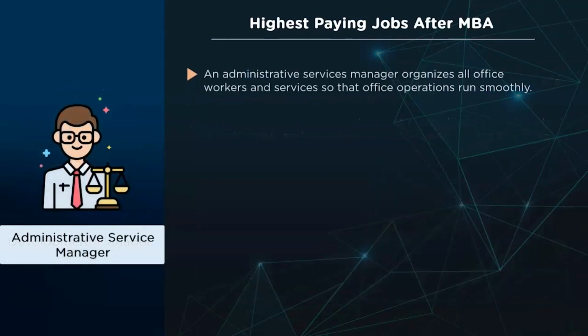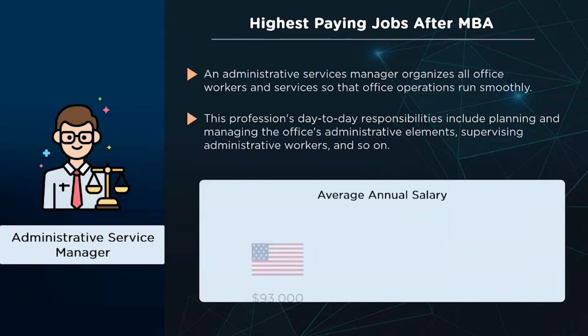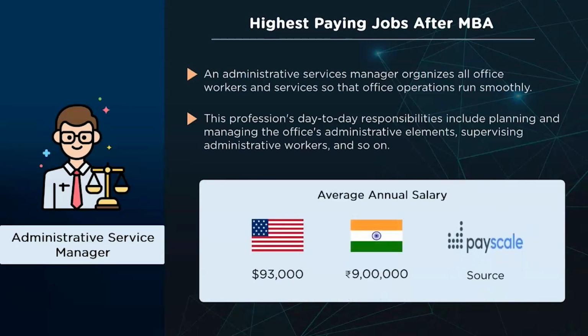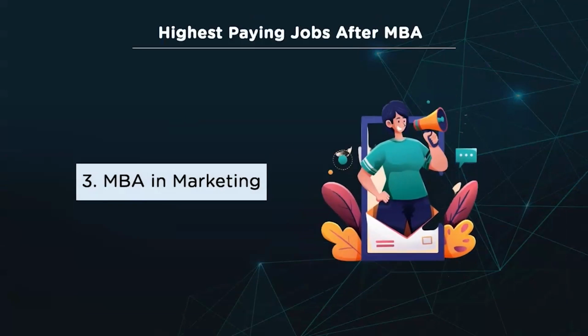Following this, we have Administrative Service Manager. The primary purpose of an Administrative Service Manager is to arrange all office staff and services so that office operations run smoothly. The day-to-day responsibilities for this job profile include planning and managing the office's administrative elements, supervising administrative workers, and completing any other activities necessary to keep the office running efficiently. According to PayScale, the average salary for this profession is around $93,000 in the US and 9 lakh rupees in India. The third specialization we have is marketing.